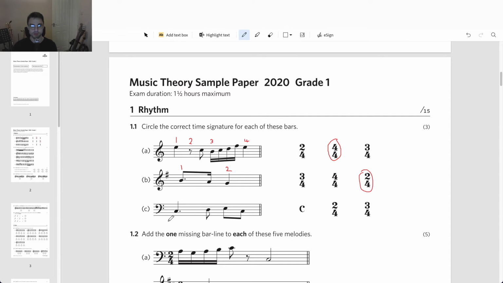Example C. All right, we've got a dotted crotchet here. Let's just have a look at what the possible answers are. C stands for common time, which is just another way of writing 4/4. And then 2/4, 3/4. So we're counting crotchets again. So this is going to be our first beat here. It's a little bit longer than a crotchet, but this contains our first one.